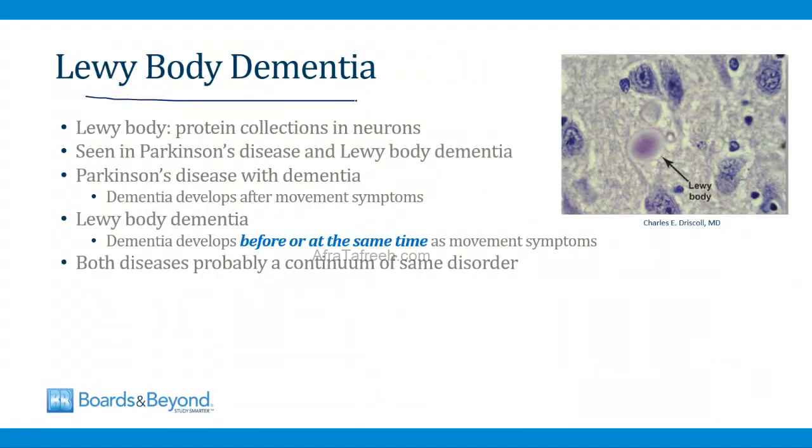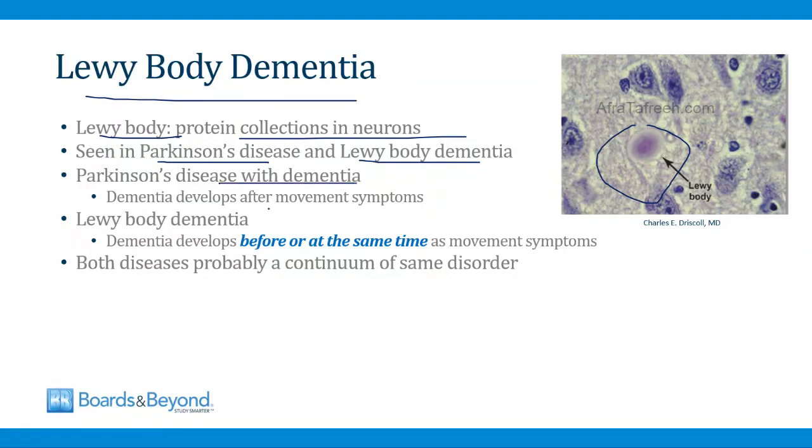Lewy body dementia is a form of dementia that shares some similarities with Parkinson's disease. A Lewy body is a protein collection in neurons. You can see it on pathology. This is an example of one on this slide. And Lewy bodies develop in the central nervous system in both Parkinson's disease and in Lewy body dementia, but they develop in different places.